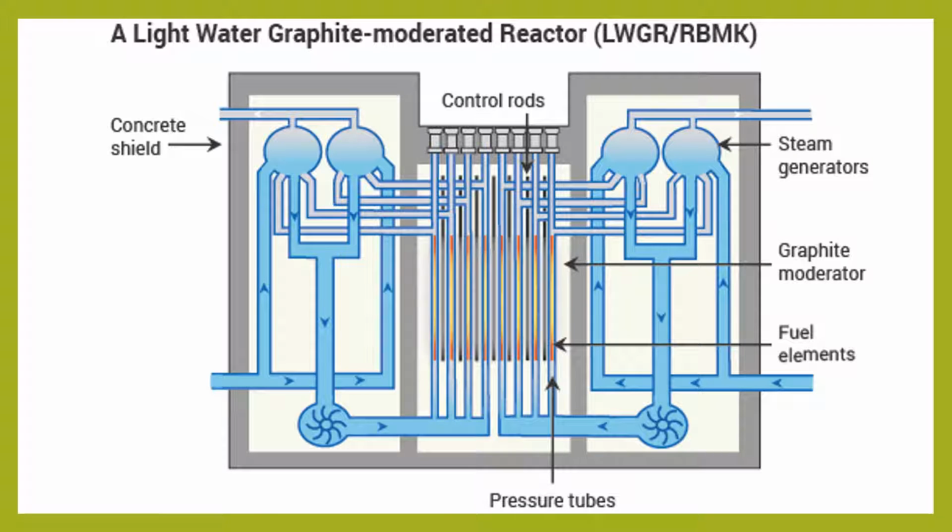The fourth reactor type, and probably the one I find most interesting, is the light water graphite moderated reactor. This type of reactor, originally designed for the additional creation of weaponized plutonium, can only be found in Russia. It is the same kind of reactor that was involved in the Chernobyl disaster.